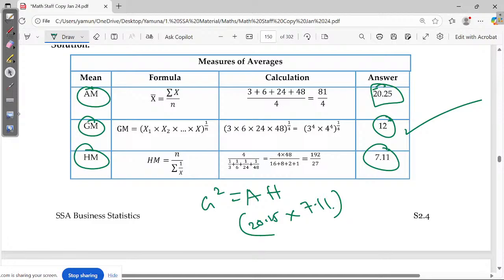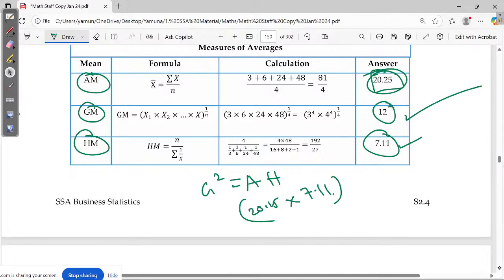You'll not exactly get 144 because I have 20.25. Usually we have to round off to 4 decimals and it's not 7.11. We have to round off to 4 decimals. So obviously you get somewhat closer to 140. Okay?